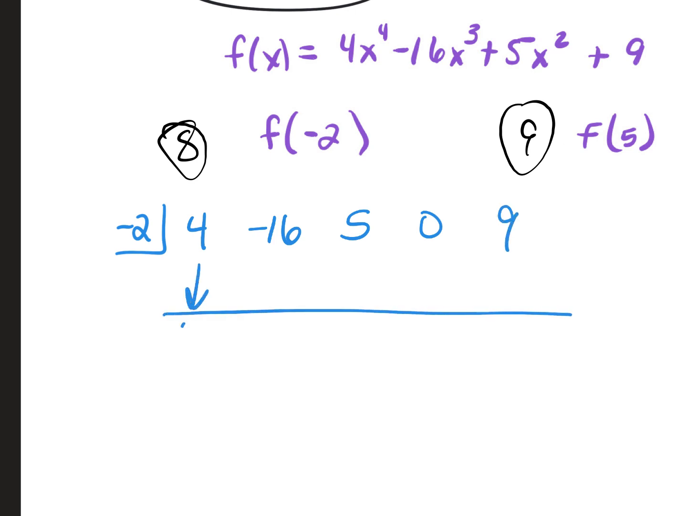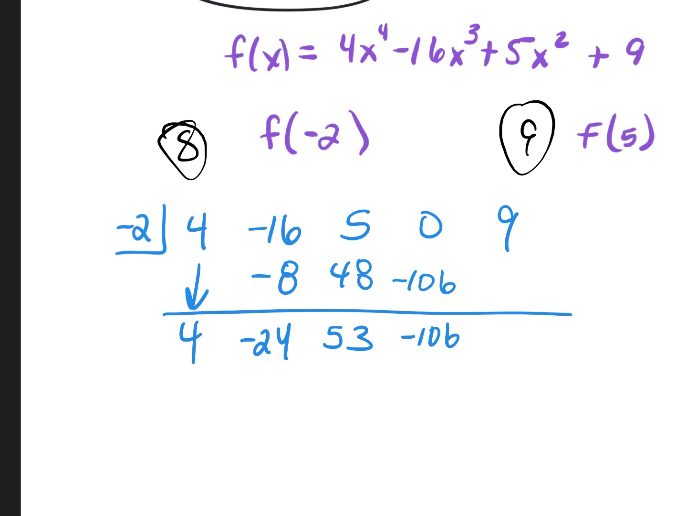Bring down the 4. To synthetically divide, multiply to the corner and add down. So 4 times negative 2 is negative 16, and negative 8 gives me negative 24. Good. Negative 24 times negative 2. 48. Positive 48. Very good. And then 5 and 48 is 53. Okay. 53 times negative 2. Negative 106. Then I combine 0 and negative 106, and I get negative 106.